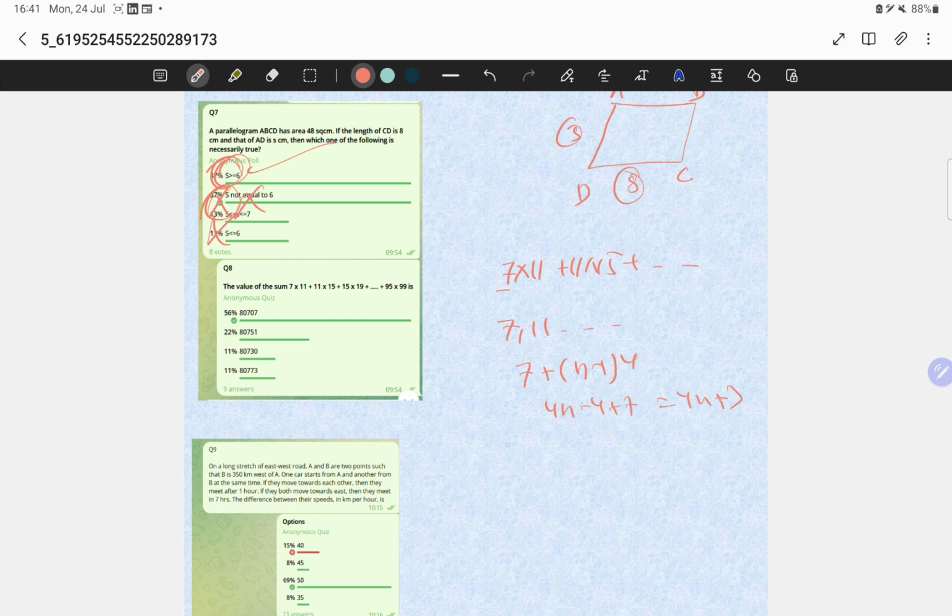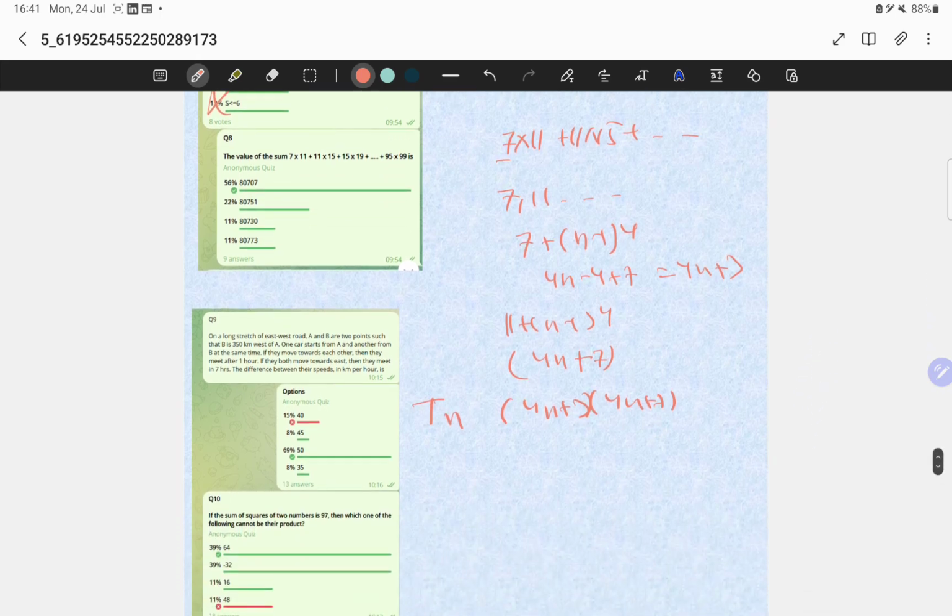Now similarly, the second AP will be 11 plus n minus 1 into 4. So this will be 4n plus 4 minus 4 plus 11, so plus 7. The common difference is 4. So (4n plus 3) into (4n plus 7). This is the Tn. So Tn is (4n plus 3) into (4n plus 7). Just multiply all these terms.